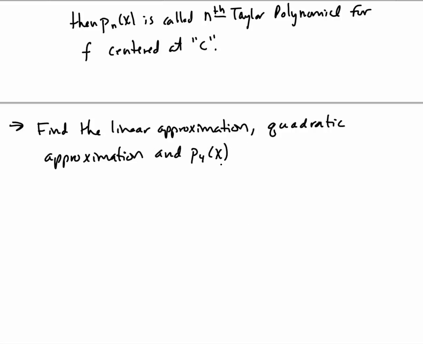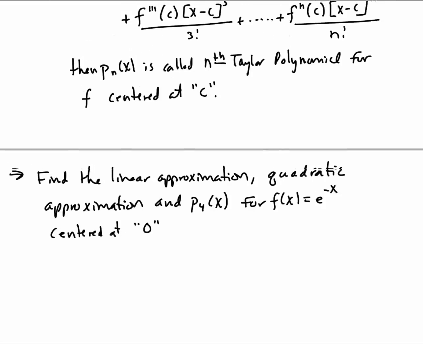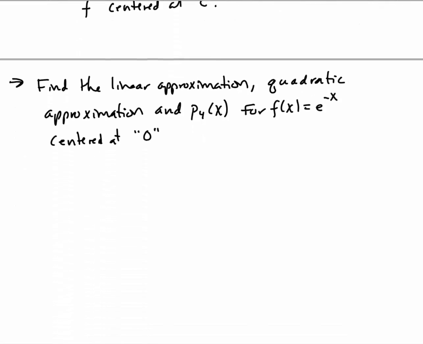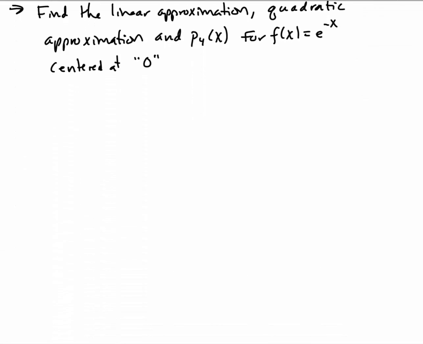So find the linear approximation, quadratic approximation, and P4 of x for f of x equals e to the negative x. And let's go ahead and be centered at 0 here. So the formula that we need is right up here, this Pn of x, and it's just going to be this process. The way I usually work these is I try and create a chart. The chart helps me keep track of what I need. So I'm going to start with derivatives.